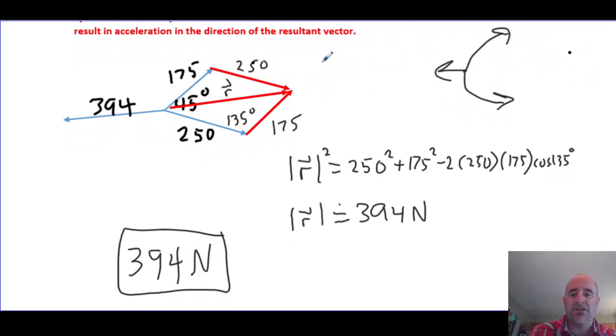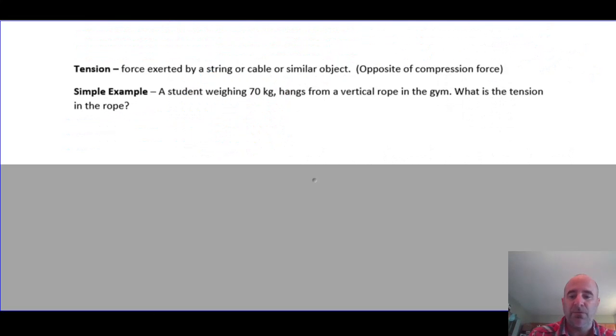Okay, let's try another example. So another common force is what's called tension. So tension is the force exerted by a string or a cable. It's the opposite of compression.